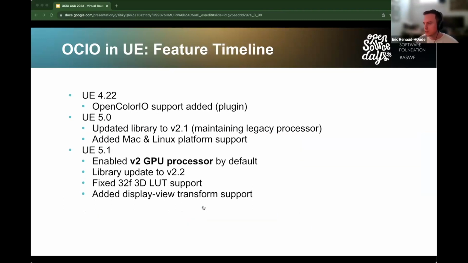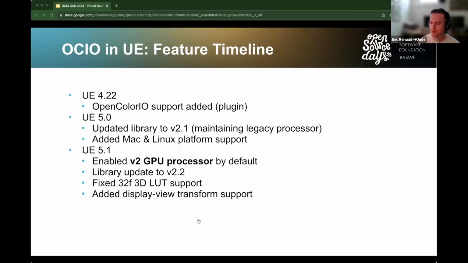So I'll cover some of the timeline of how the integration was done in Unreal. This was first done before my time at Epic in the 4.22 release. This was around 2019. And over time, obviously, the features and the integration expanded, as I covered previously. In Unreal 5, we silently upgraded the library to V2 and added Mac and Linux support. And in 5.1, we actually toggled the switch there to use the new V2 features, mainly the GPU processor.